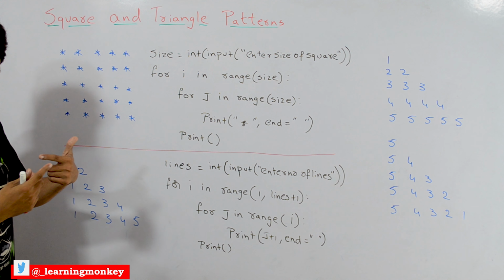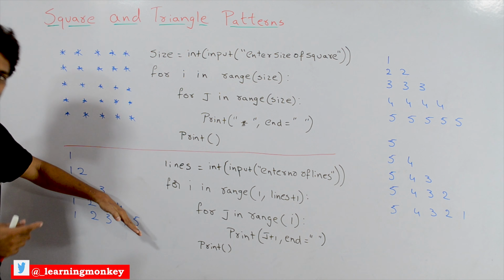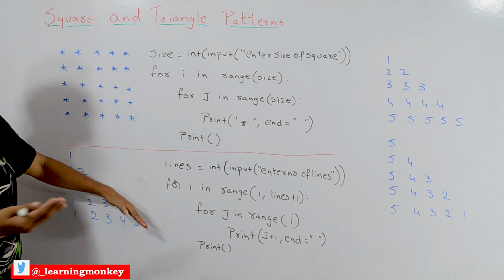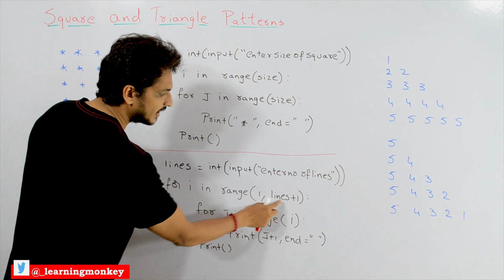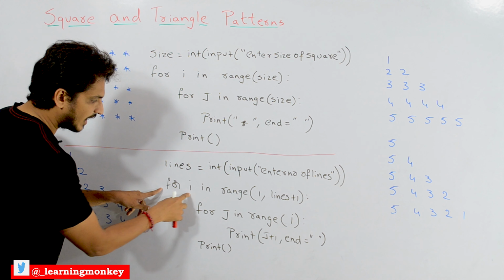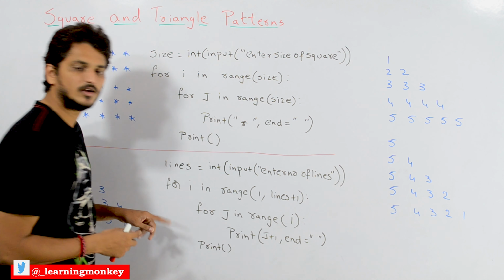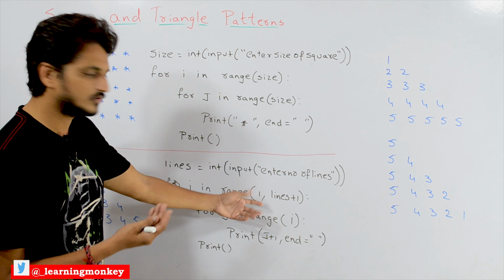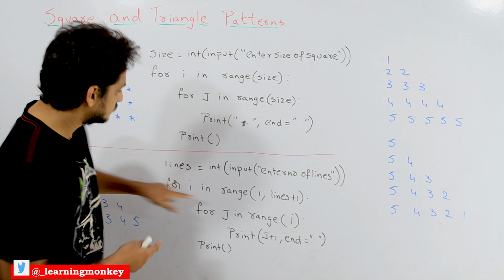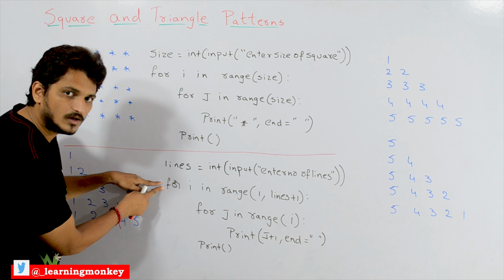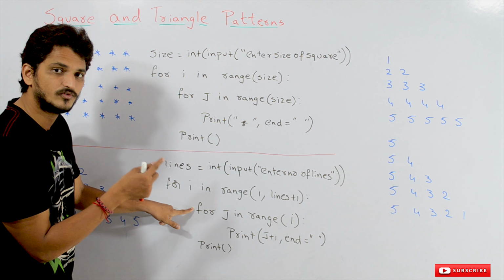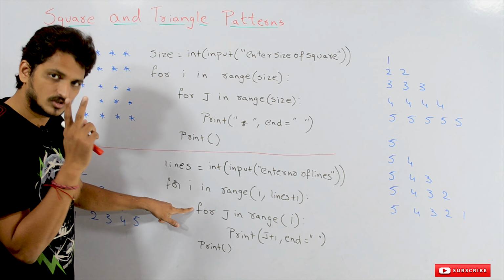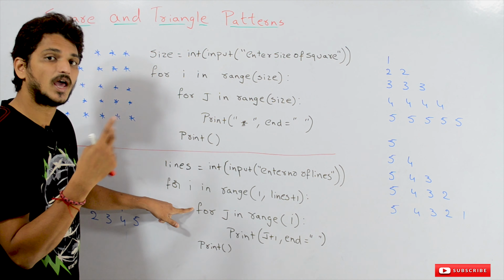So we need a nested loop the same way, but we have to increment the nested loop value. How to do that? That's very important. For i in range of 1 comma lines plus 1, here lines is equal to int input, the user input which we are taking from the users. How many values will it display here? 1 2 3 4 5, 5 times. So this loop will execute for 5 times. In the nested loop, how many times does it have to execute? For the first time 1 time, second time 2 times, 3 times, 4 times, like that it has to execute.